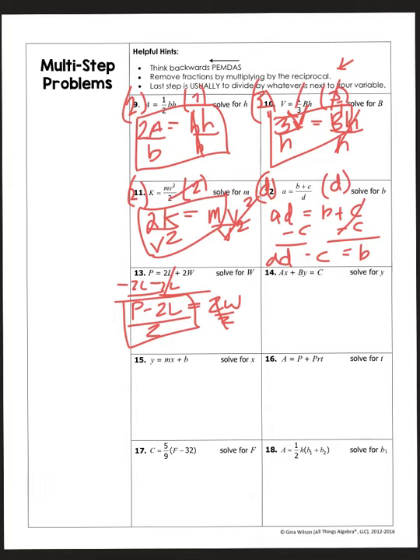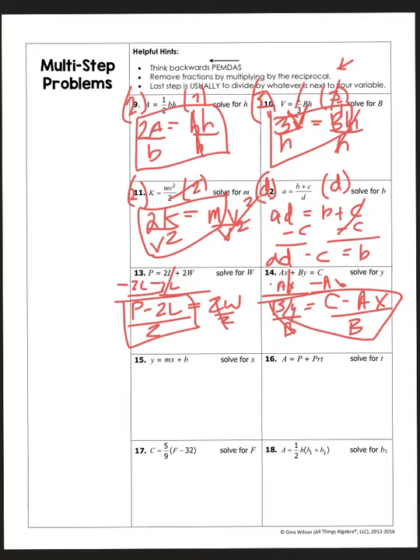Number 14, solve for Y. Okay, I need to get rid of AX, so I'm going to subtract it. BY equals C minus AX. And then I need to divide by B to get Y by itself. And Y equals C minus AX divided by B. There we go.